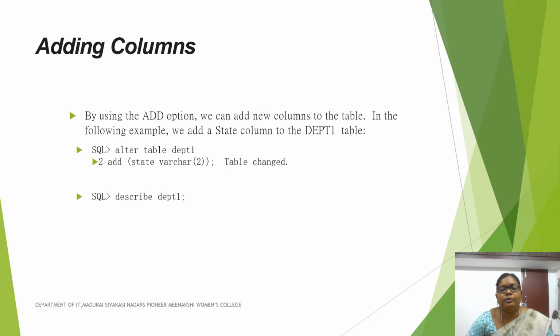Adding a column. I'm going to add a new column to the existing table. With the help of the add option, I can add a new column to the table. Alter table, table name is department1, add, and within the bracket I mention state as the new column name and its data type. The table is changed. If I wish to ensure that the table accepts the new change and it is applied properly, I can use the describe option with the table name to check it again. This is the way I add a new column to the existing table.